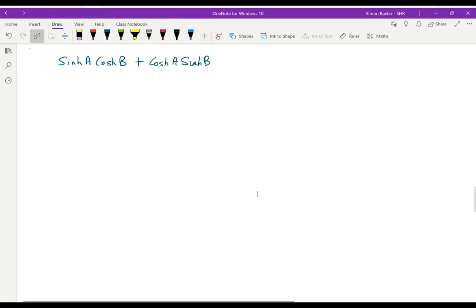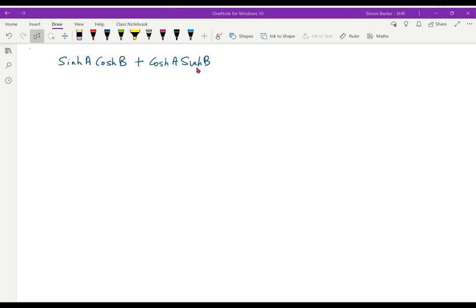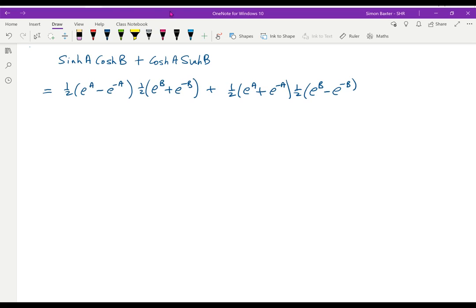Here's another familiar formula. If this was in trig, this would be sine A cos B plus cos A sine B would be sine of A plus B. Well, we should have learnt, if nothing else, to be suspicious about just transposing trig formulae to hyperbolic ones. So we need to look at this one. This is writing each one in terms of its exponentials. Sinh is a half e to the a minus e to the minus a, cosh, cosh, and then sinh. And now we just need to work that out.